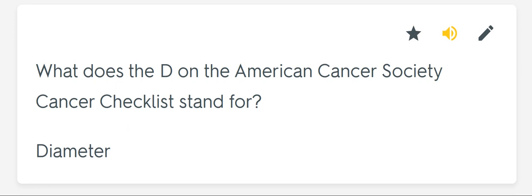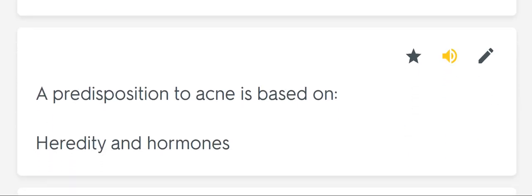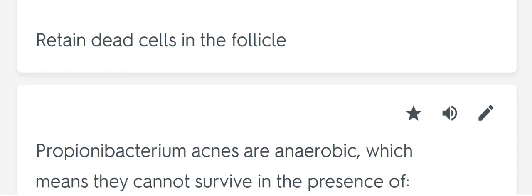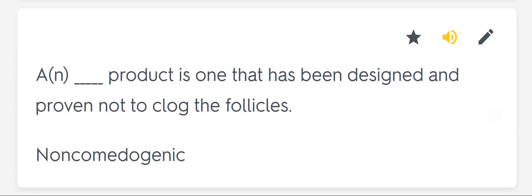What does the D on the American Cancer Society Cancer Checklist stand for? Diameter. A predisposition to acne is based on heredity and hormones. Retention hyperkeratosis is a hereditary tendency for acne-prone skin to retain dead cells in the follicle. Propionibacterium acnes are anaerobic, which means they cannot survive in the presence of oxygen. A blank product is one that has been designed and proven not to clog the follicles. Non-comedogenic.